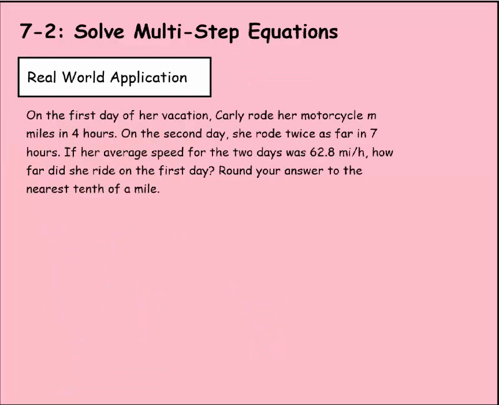Let's do a real-world application. It says, on the first day of her vacation, Carly rode her motorcycle m miles in 4 hours. On the second day, she rode twice as far in 7 hours. If her average speed for the 2 days was 62.8 miles per hour, how far did she ride on that first day? Round your answer to the nearest tenth of a mile.